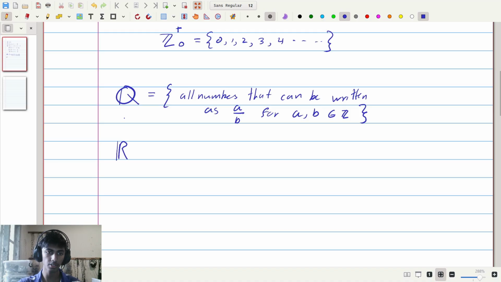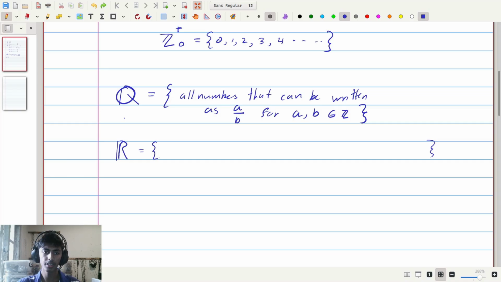This is the set of real numbers, often written with a capital R with an extra line on the left side. The set of real numbers has multiple definitions, but basically you can think of it as any number that can be written as an infinite or finite decimal. There's another way to say it: any real number can be constructed by an infinite or finite sum of rational numbers.